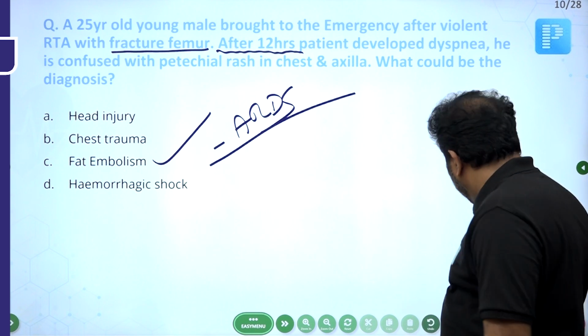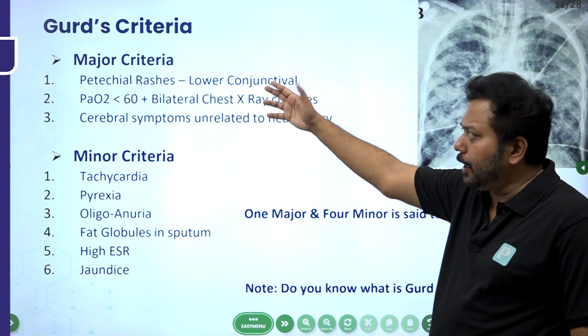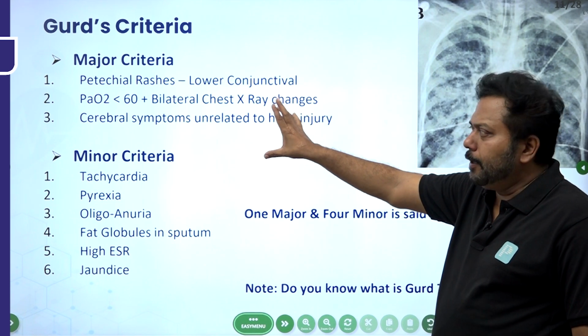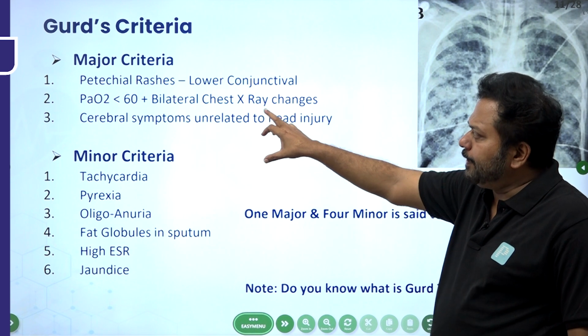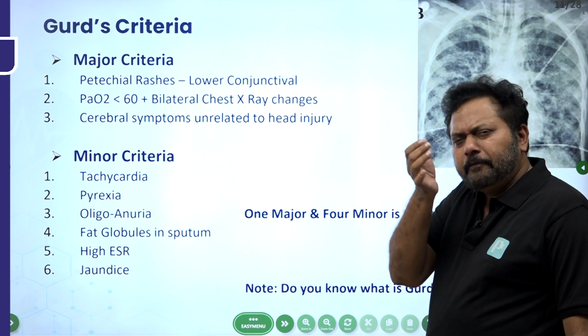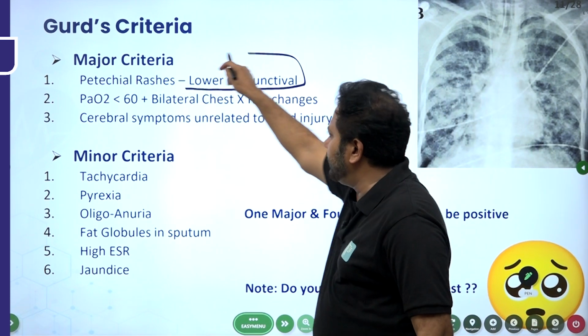I will tell you. This is what is called Gurd's criteria. Major criteria, minor criteria. In major criteria, the patient will have petechial rash in the chest, axilla, face, and very characteristically in the lower conjunctiva. Lower conjunctival petechiae.